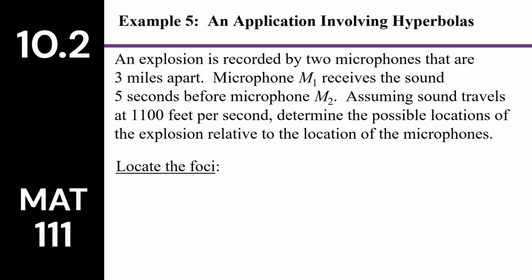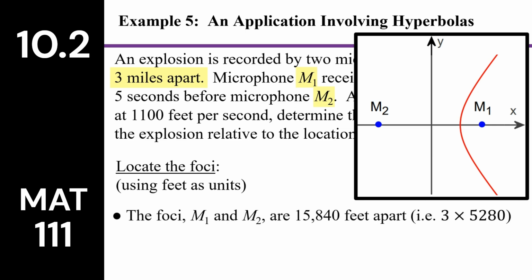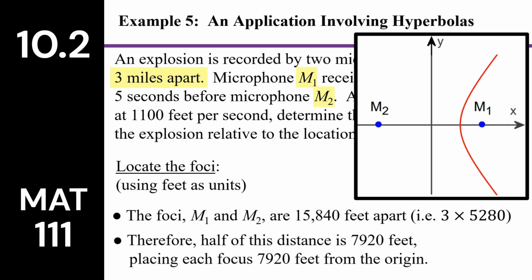Next, we locate the foci, which are 3 miles apart, and represented by M1 and M2 on our graph. And though that means one focus is located at positive 1.5 miles and the other at negative 1.5 miles, we found that it'll be best to convert miles to feet. By multiplying by 5,280, we calculated the foci are 15,840 feet apart. Therefore, half of this distance is 7,920 feet, placing each focus 7,920 feet from the origin.